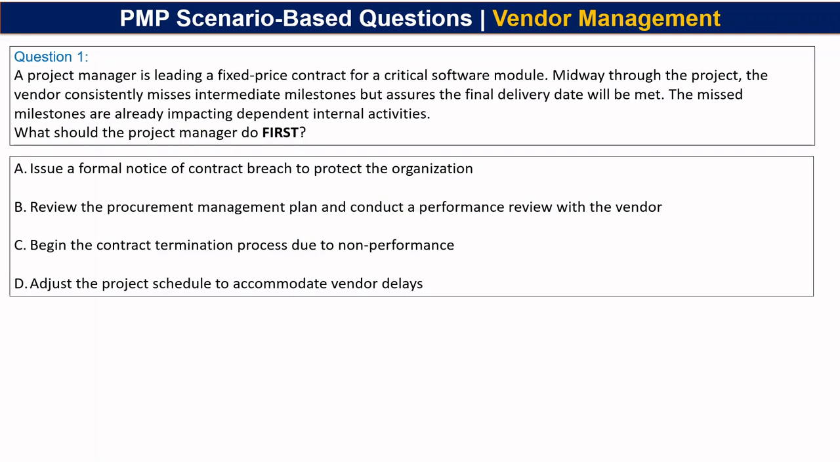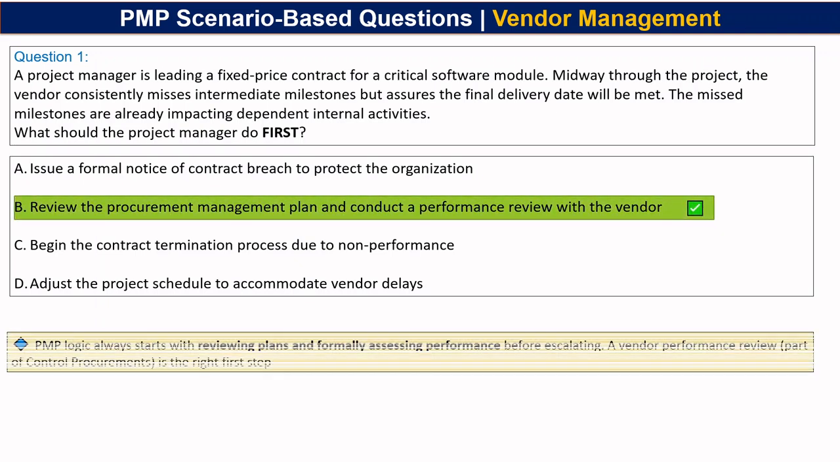The right option is option B. PMP logic always starts with reviewing plans and formally assessing performance before escalating. A vendor management or vendor performance review is the right first step.